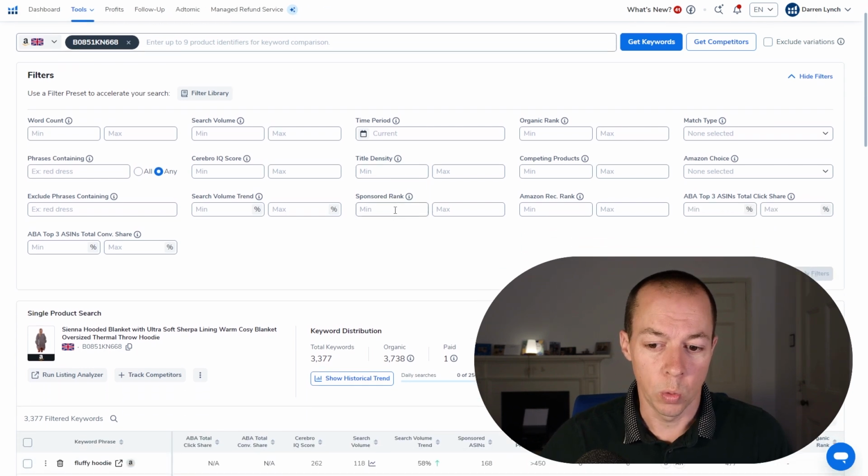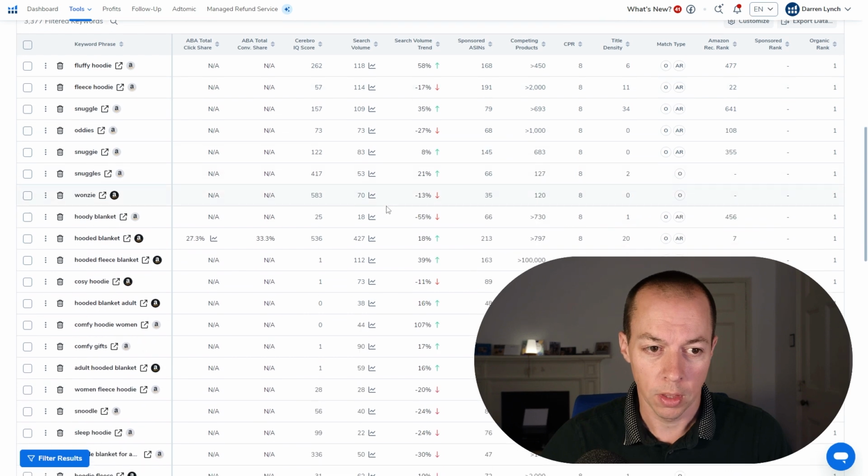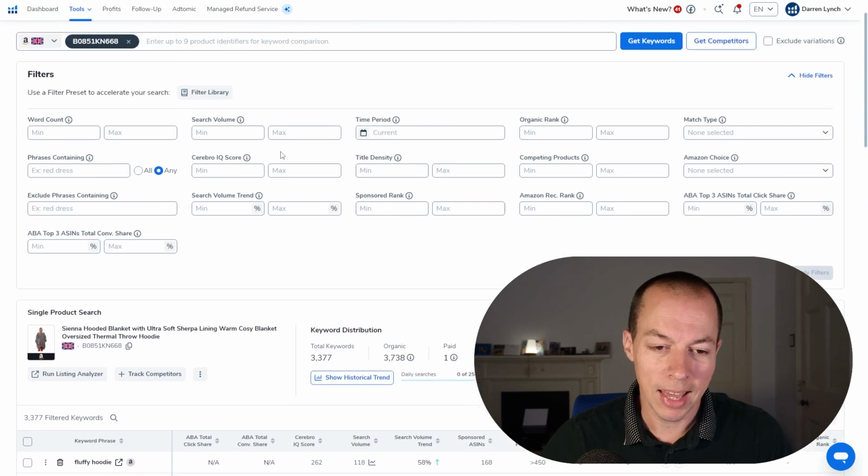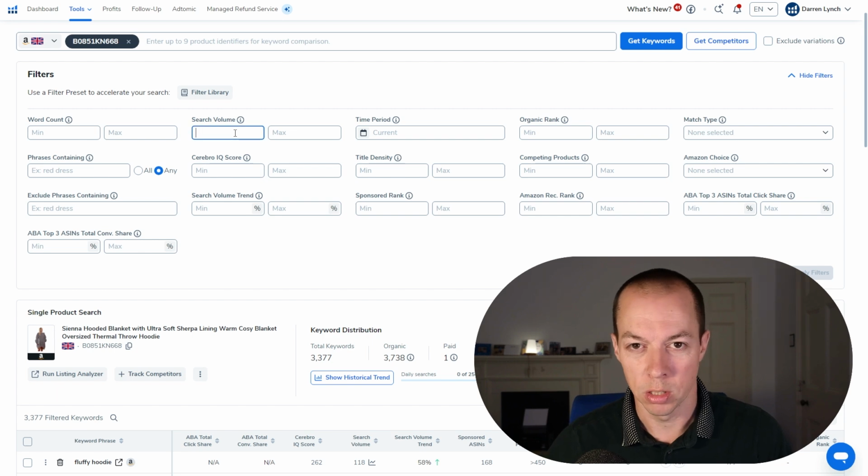Then we can find out which keywords this particular product is ranked for. To make it easier to compare, I like to put in a minimum search volume, otherwise you get an awful lot of noise. So I'm just going to pop in something like 300.